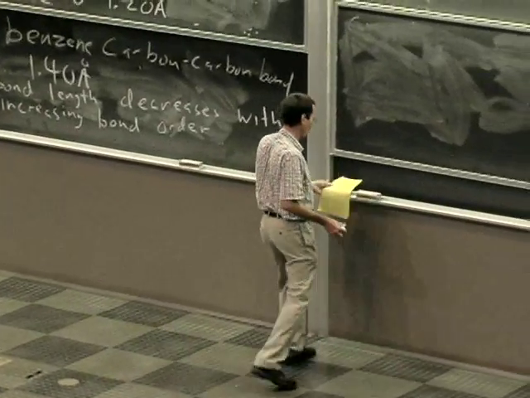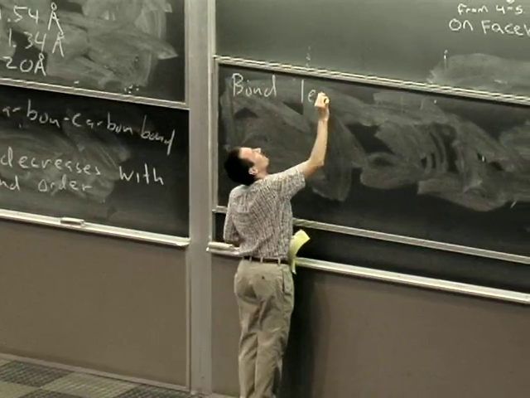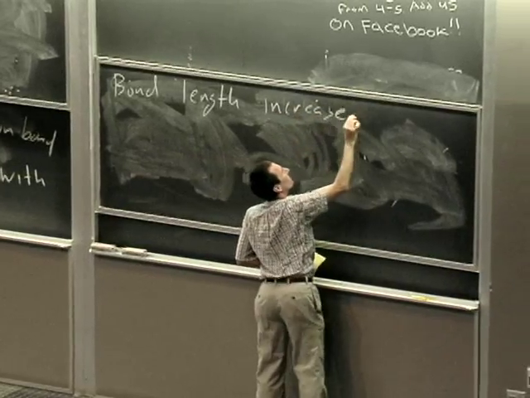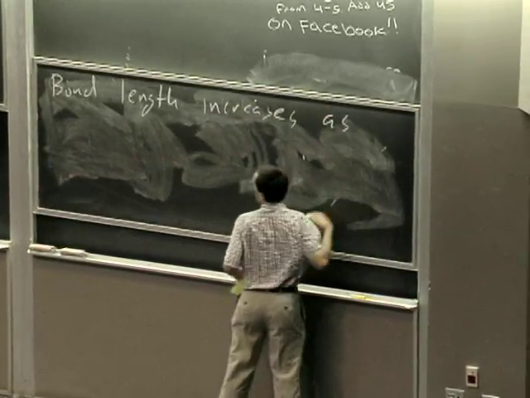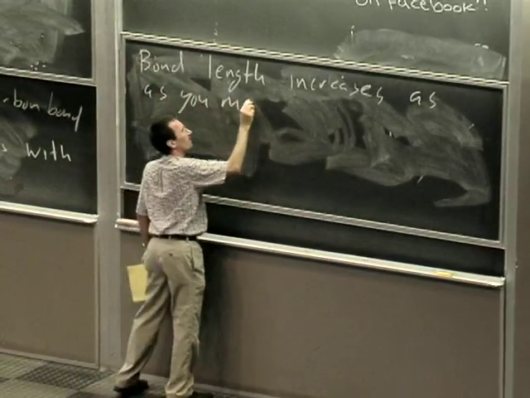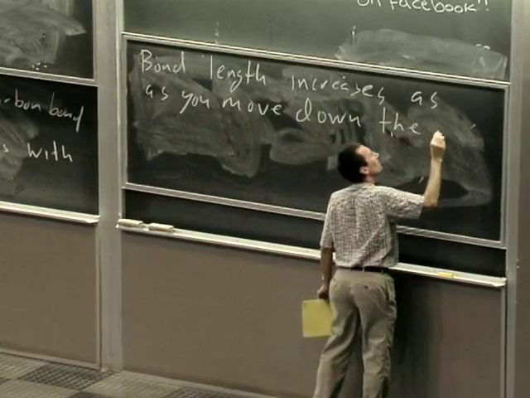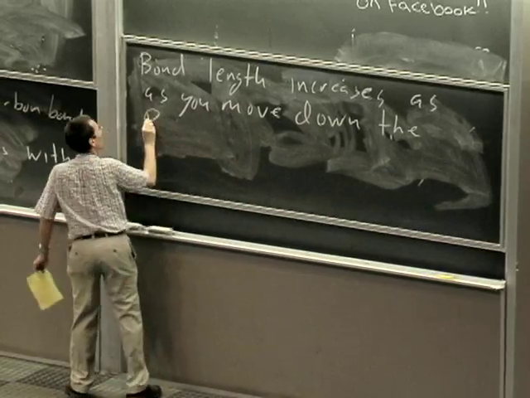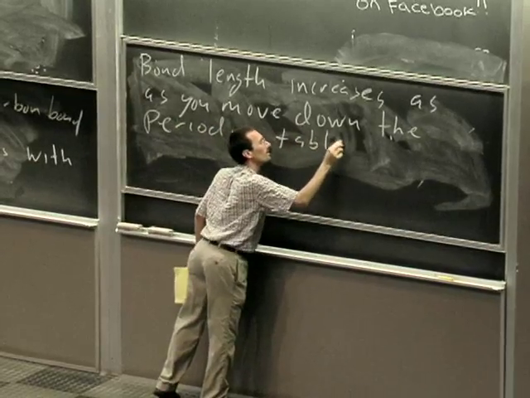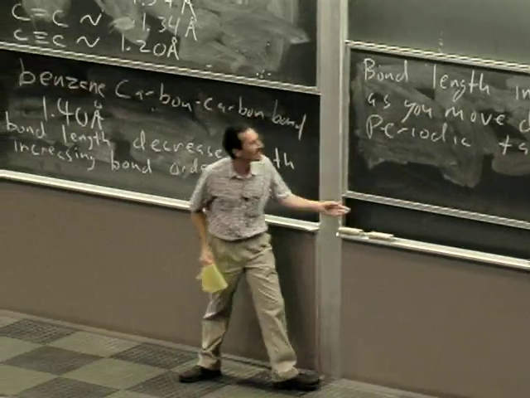You've got a bigger electron cloud. So I'll say bond length increases as you move down the periodic table. This is what I love about organic chemistry. So much stuff just makes sense.